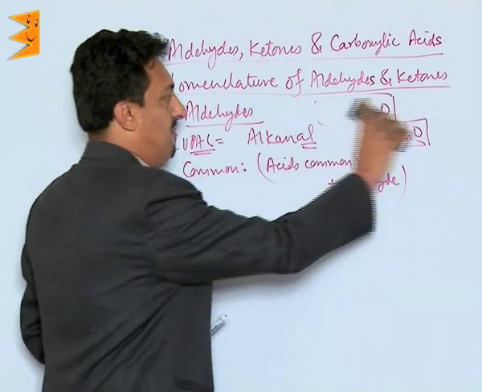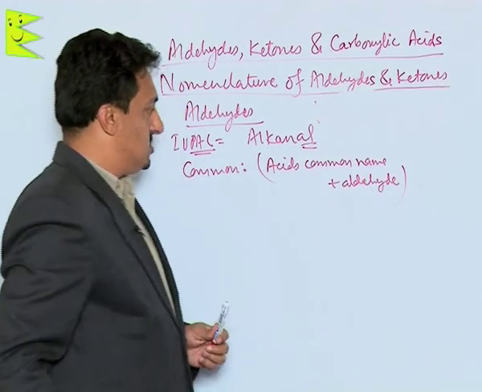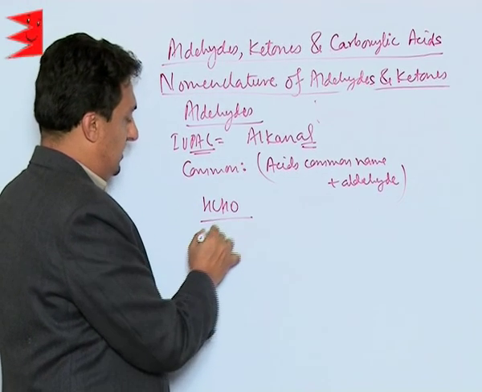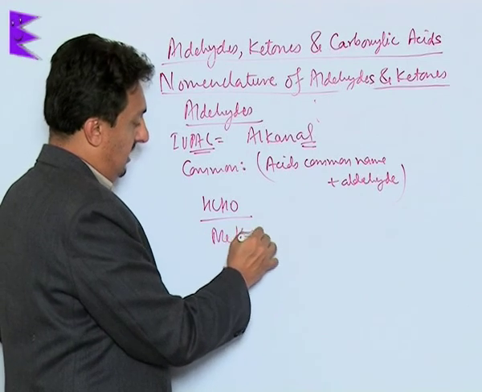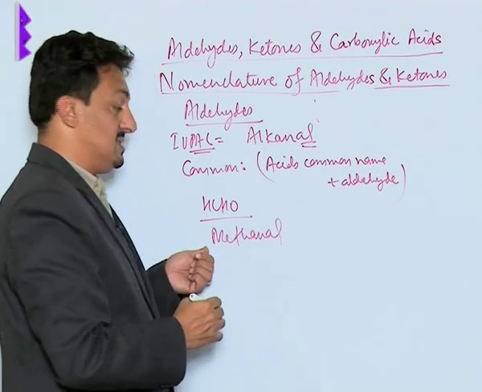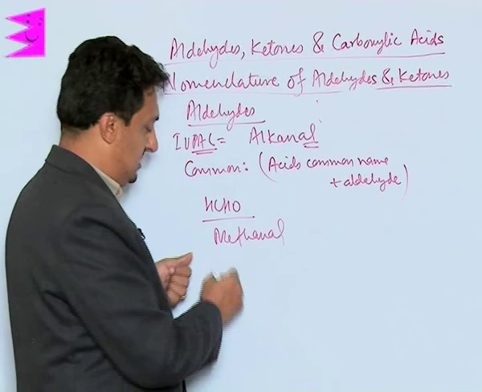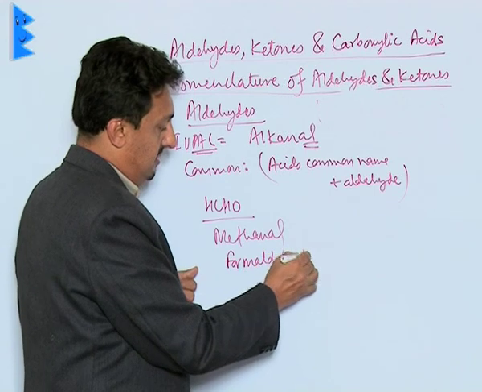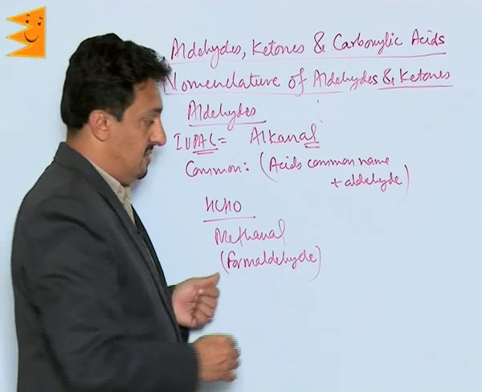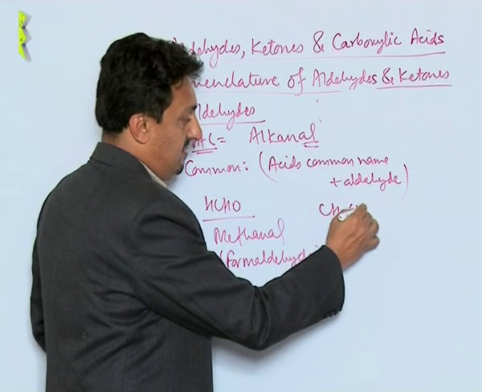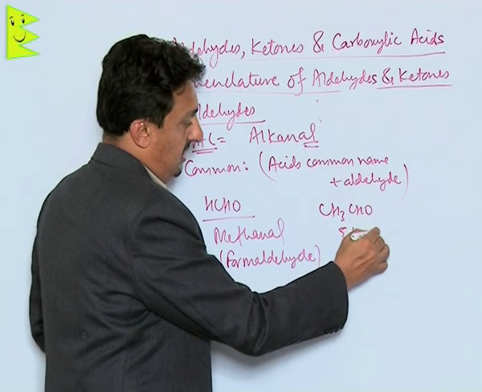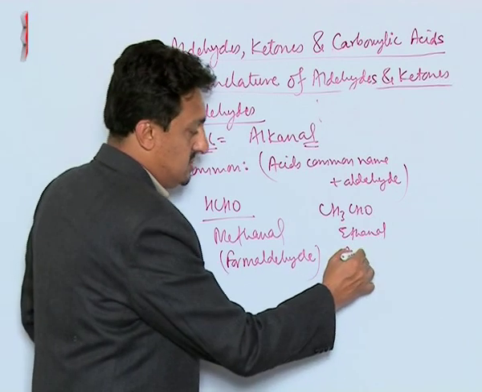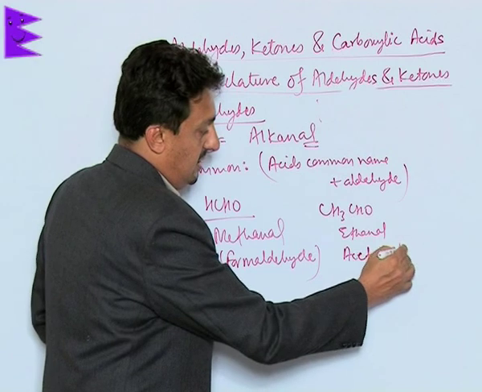So anyhow, let's come back to our nomenclature system. So let us start with the first one. It's called methanal, and since the first carbon acid is called formic acid, we call this formaldehyde. Then the second one, CH3CHO, it's called ethanal. And the 2 carbon acid is called acetic acid, so it's called acetaldehyde.